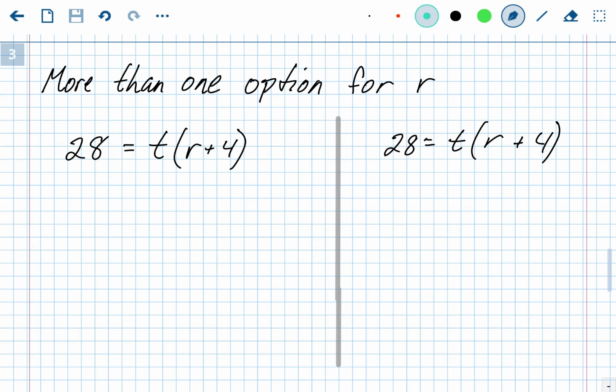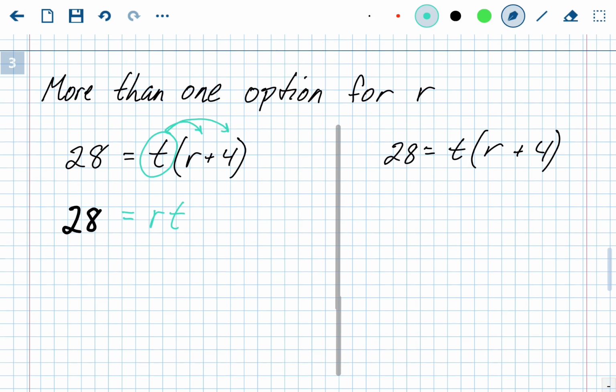A lot of people would say distribute the t, which is fine. We know that if there's something out front of parentheses, you can multiply everything in the parentheses by whatever's out front. So let's do that. 28 still on the left. On the right side, you multiply everything in parentheses by t. So t times r is, we'll just say rt, alphabetical order, and then t times 4 is 4t.